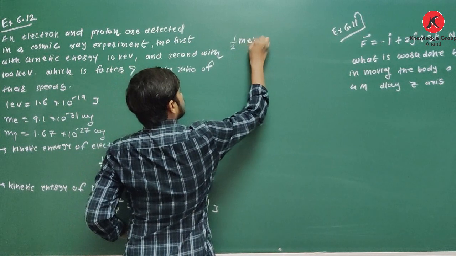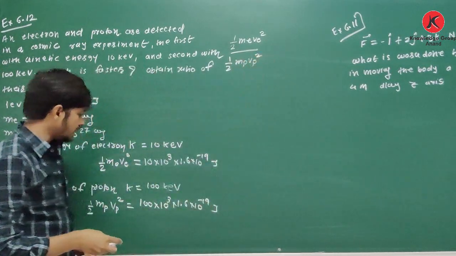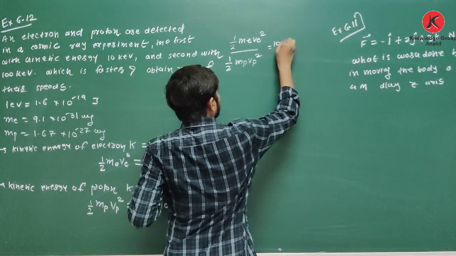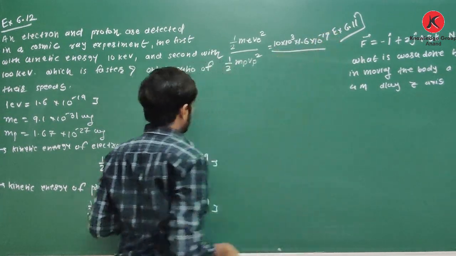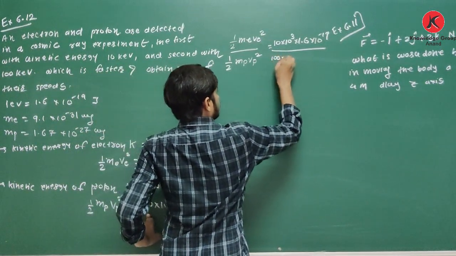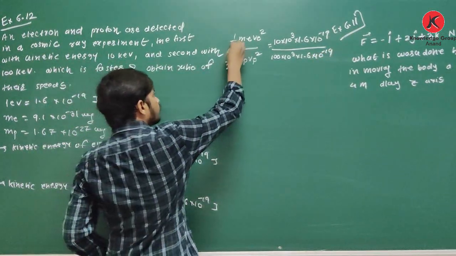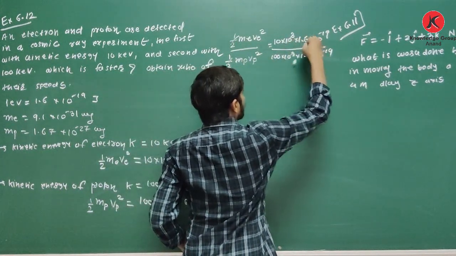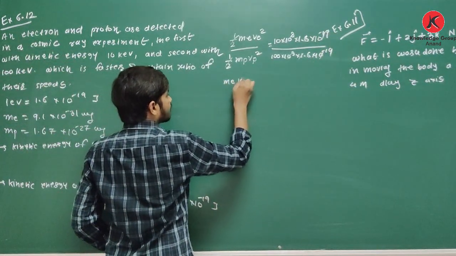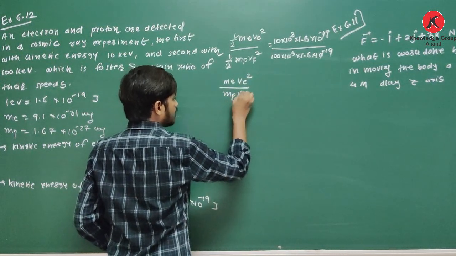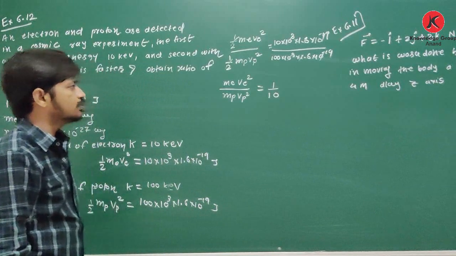Half m_e v_e squared divided by half m_p v_p squared. The right hand side is equal to 10 times 10 raised to 3 times 1.6 into 10 raised to minus 19, divided by 100 times 10 raised to 3 times 1.6 into 10 raised to minus 19. Clear about this? Half cuts, 10 raised to 3 cuts, 1.6 cuts, and 10 raised to minus 19 cuts. So we have m_e v_e squared divided by m_p v_p squared equal to 10 divided by 100, which is 1 upon 10.